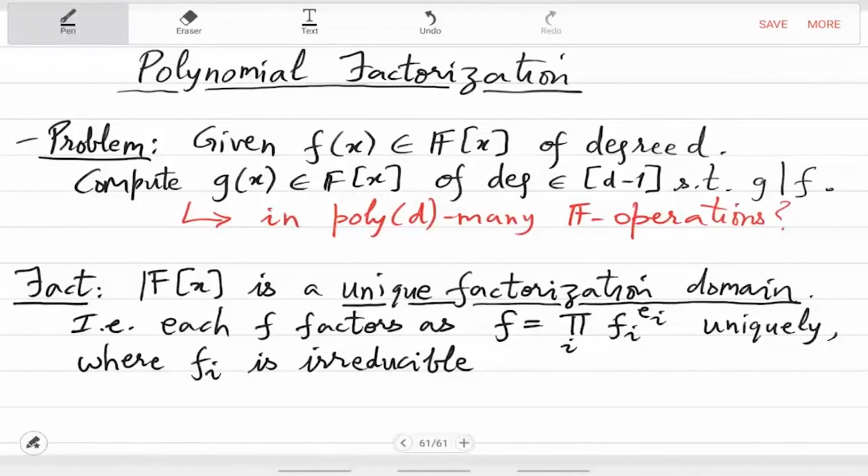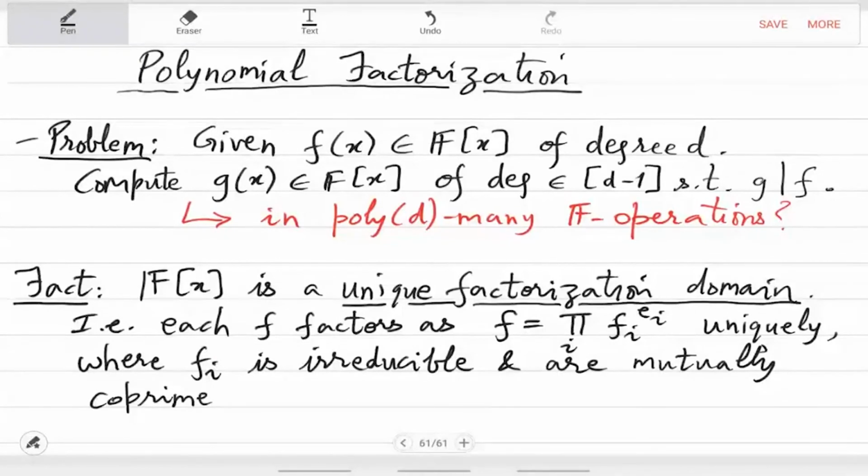And if you compare the degree on both sides, then this means that there can be at most d many fi's. In fact, sigma ei is at most d. So the fi's are irreducible and they are co-prime, mutually co-prime. That's also important. Okay, any question?